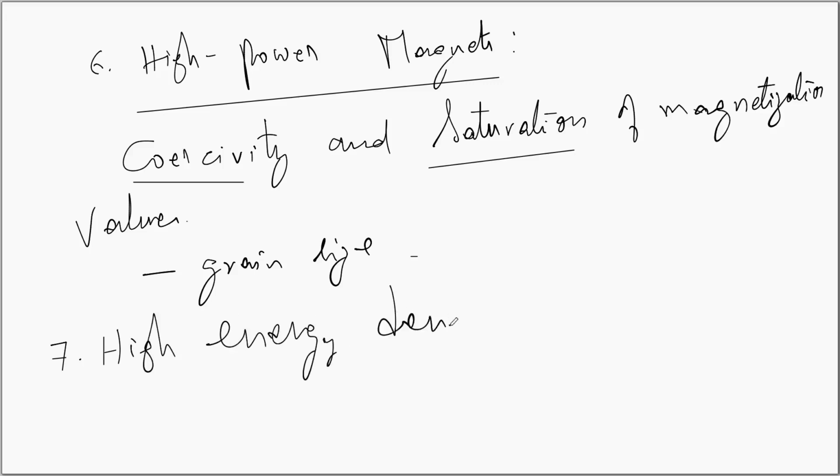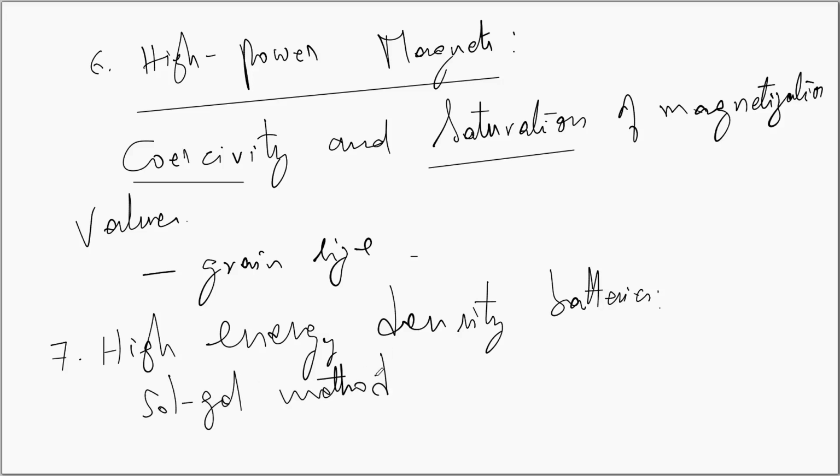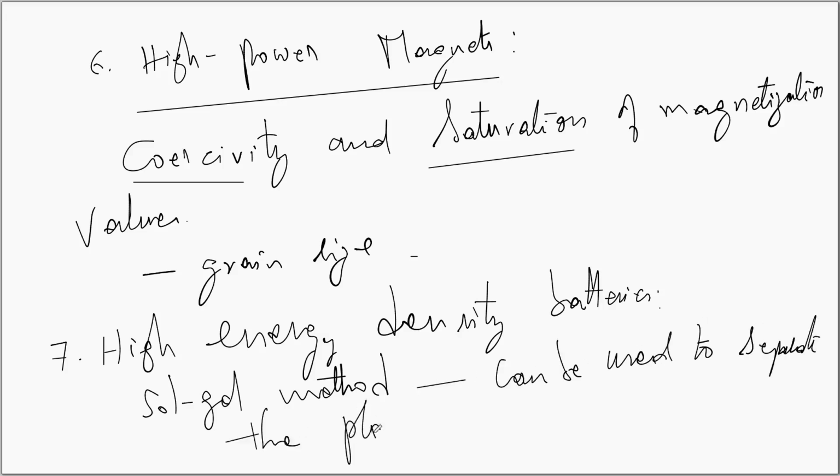High energy density batteries. The conventional rechargeable batteries are used in most of the electronic devices these days, and these applications include automobiles, mobile phones, laptops, etc. The storage capacity of these batteries is quite low and they require frequent recharging. The life of conventional rechargeable batteries is also low. Nanocrystalline materials synthesized by the sol-gel method can be used to separate the plates in batteries, and this foam-like structure can hold considerably more energy than conventional ones.